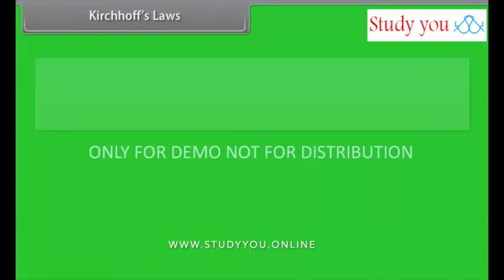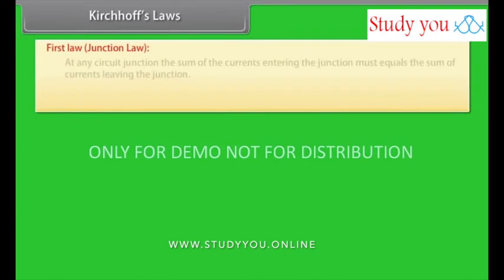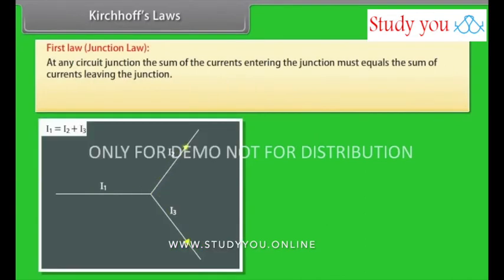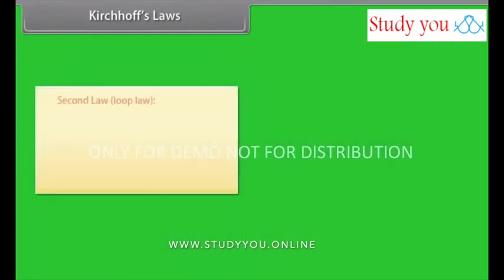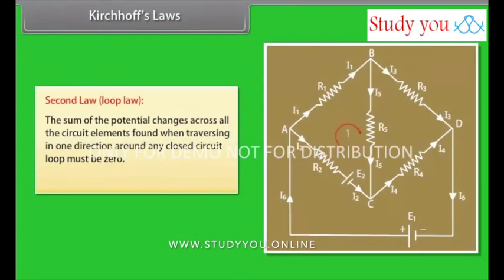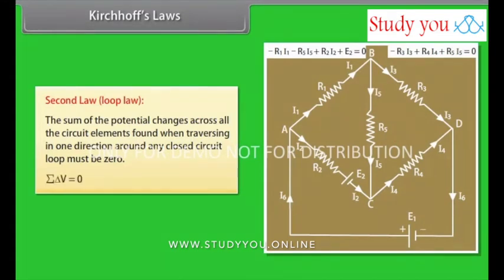Kirchhoff's laws. The first law states that at any circuit junction, the sum of the currents entering the junction must equal the sum of the currents leaving the junction. The algebraic sum of the currents entering or leaving a junction is 0. Summation of I is equal to 0. The second law states that the sum of the potential changes across all the circuit elements when traversing in one direction around any closed circuit loop must be 0. Summation of delta V is equal to 0.